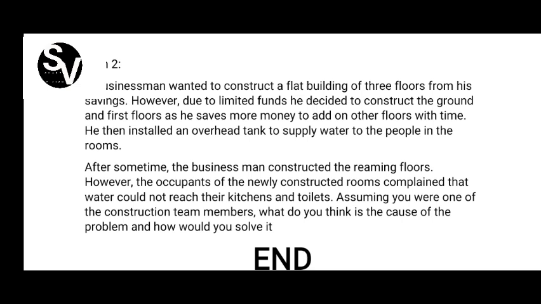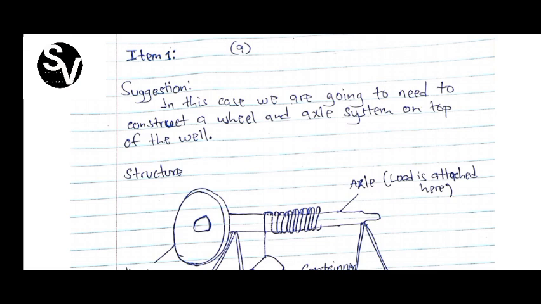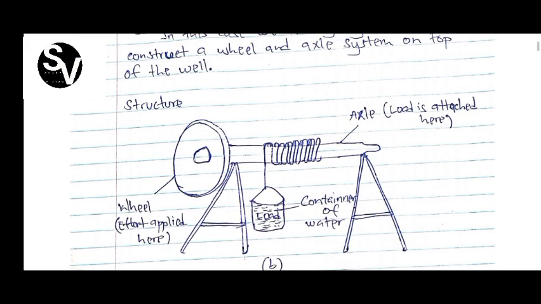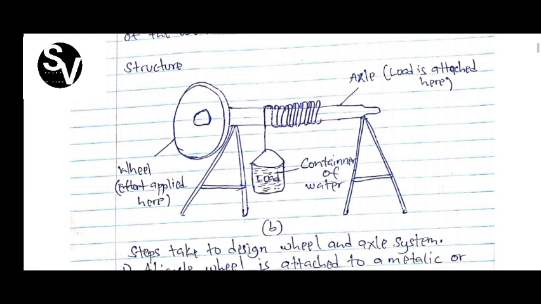Okay, now let's get into the solutions. So these are the solutions. 1, you are asked to give a suggestion of the machine to be erected in order to save people's lives. The suggestion was one could erect a wheel and axle system on top of the well, and then they can draw water without risks of losing life. That is the diagram which we needed.